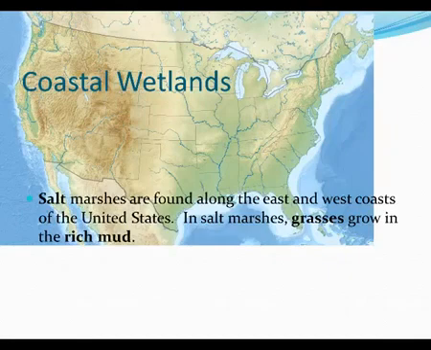So salt marshes are predominantly found along California, Oregon, and Washington states, along the border between the continent and the ocean. And then on the east side, it basically runs the entire eastern seaboard.